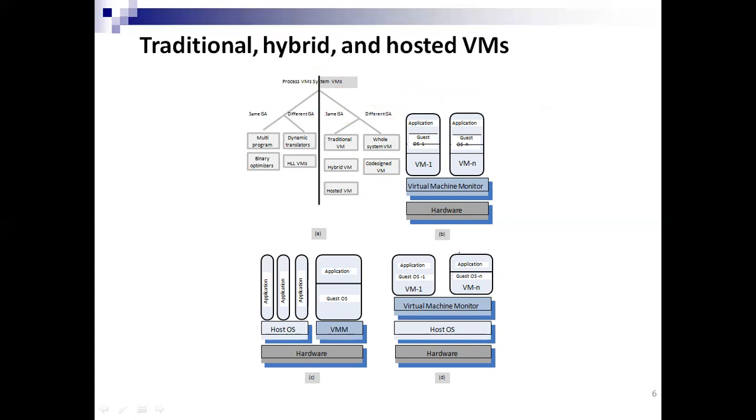So move on to the second. This is the traditional virtual machine. What is this?